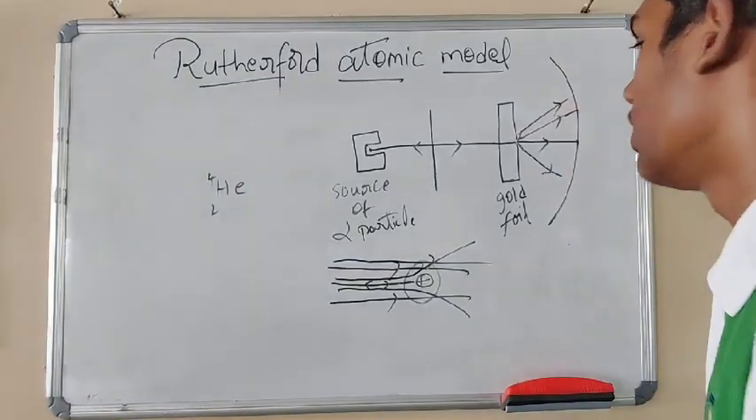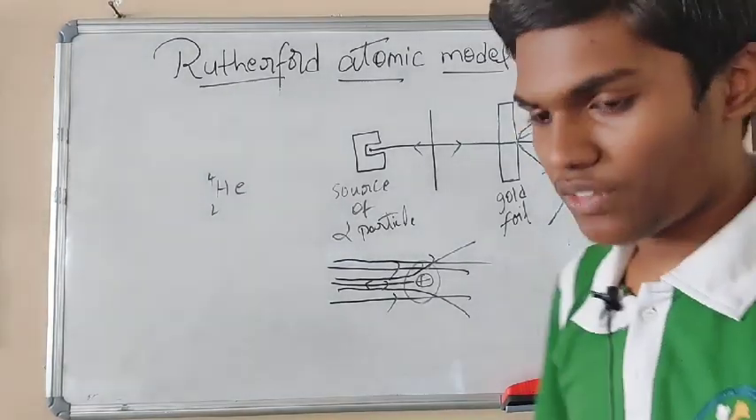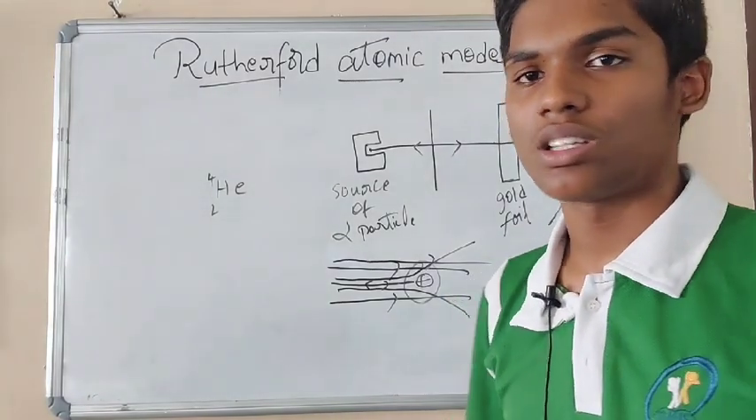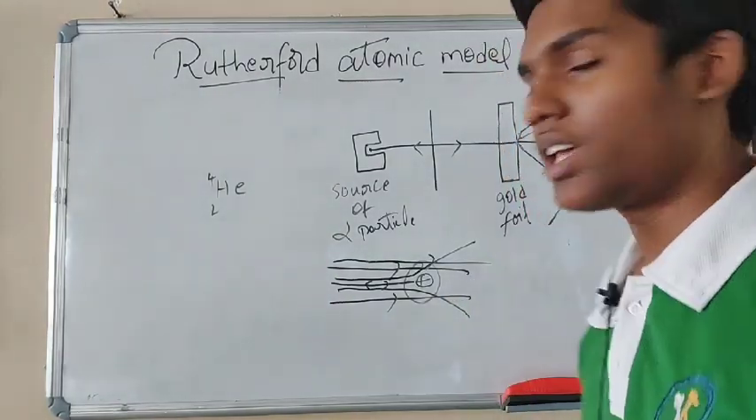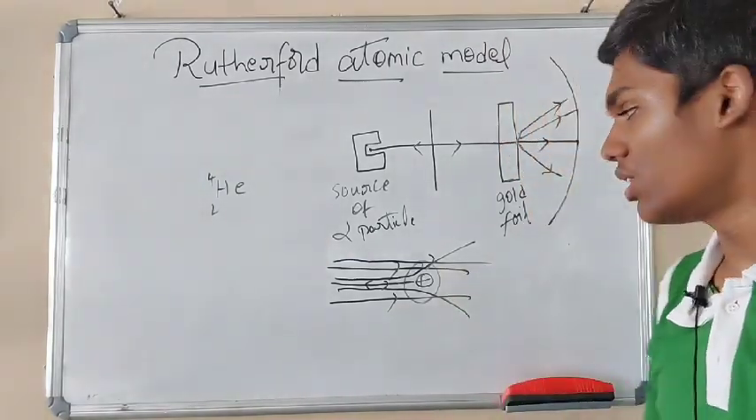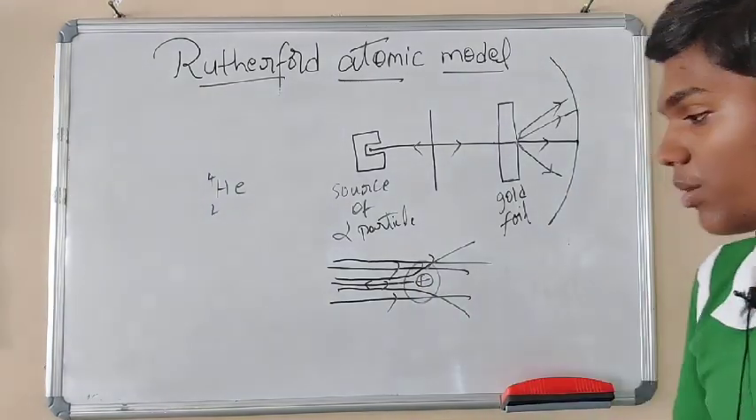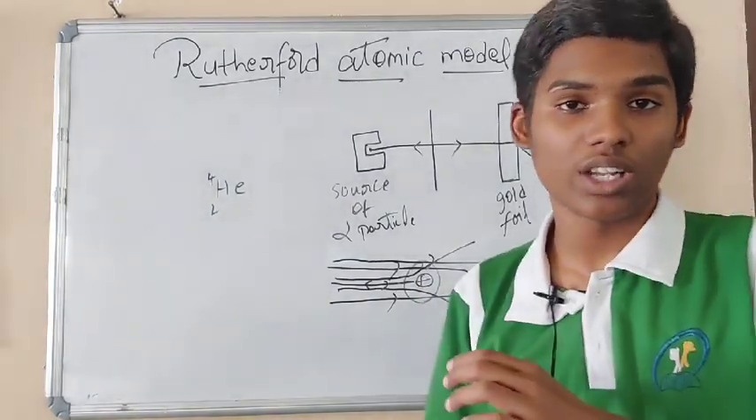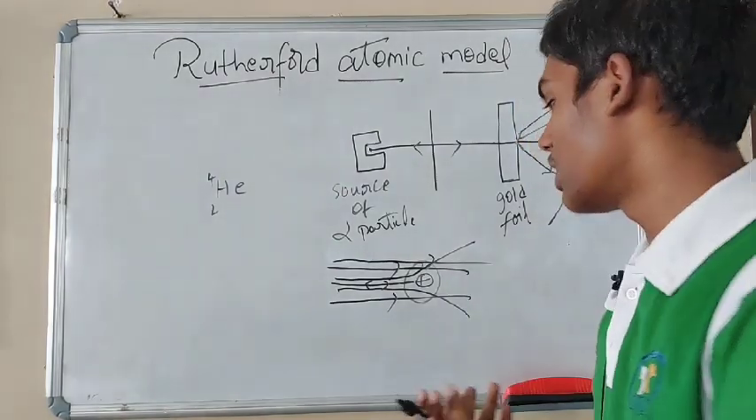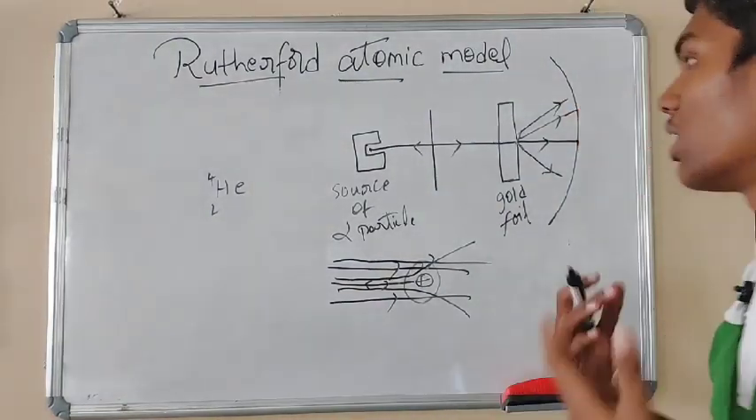Okay, so these are the observations he made. Some of the alpha particles travel in a straight line because the atom has empty space. Few alpha particles deviate, making some angles, because of repulsion between the nucleus and the alpha particle. And some of the alpha particles deviate back along the same path due to more repulsion between the nucleus and the alpha particle. Now see what the postulates of the Rutherford atomic model are.